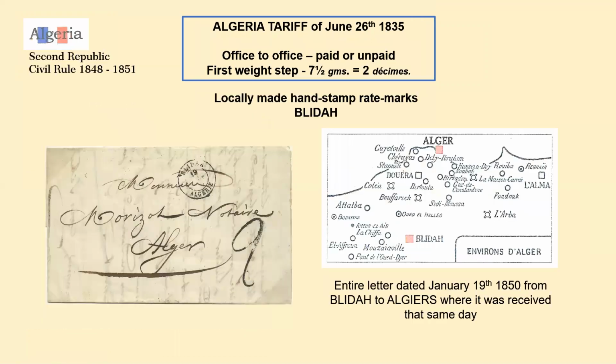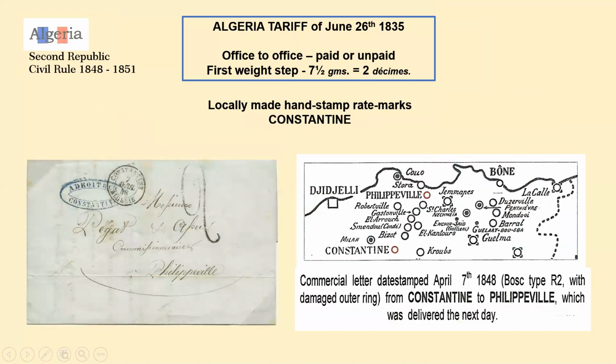There's another one. This one for Bleeder with the locally made hand stamp again. You can see the difference between the two. And then a third one, the Constantine, is very different.